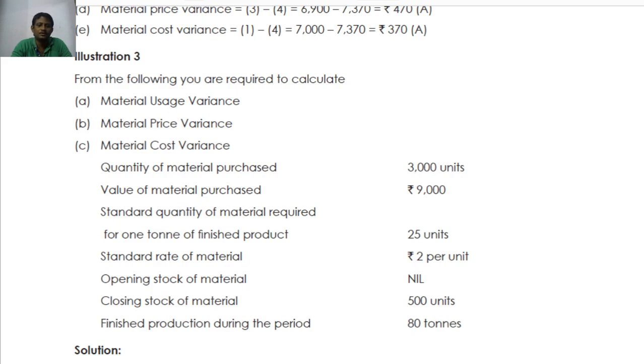Okay, so for solving this question, we need to identify what is the standard quantity for actual production. That we need to identify, and another thing is how much quantity we actually used, that also we need to identify. Okay, I will work out this problem.